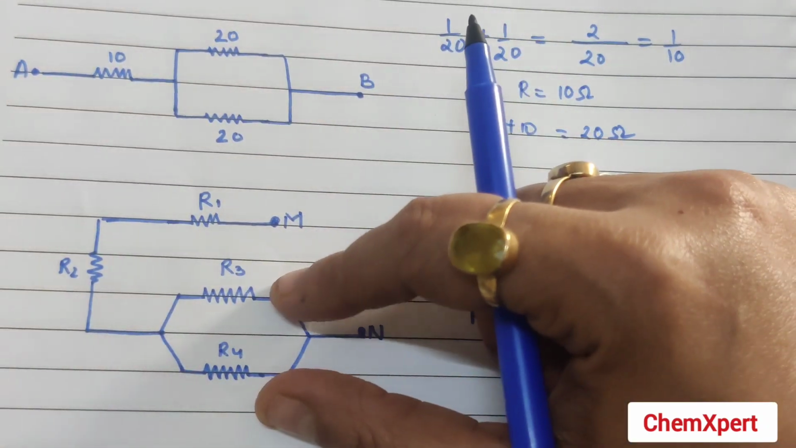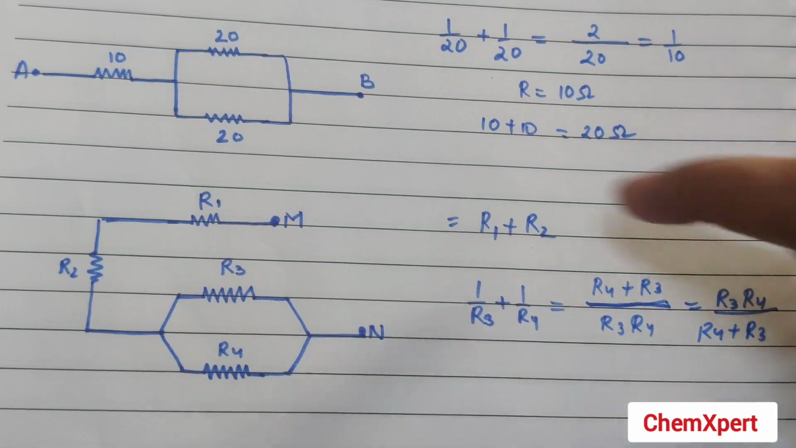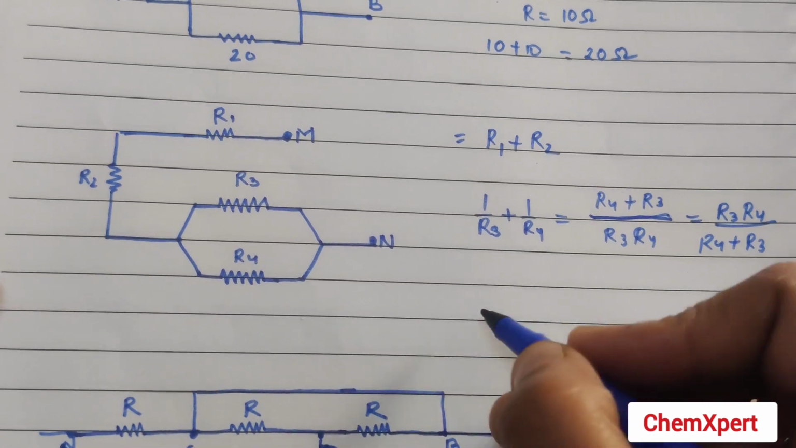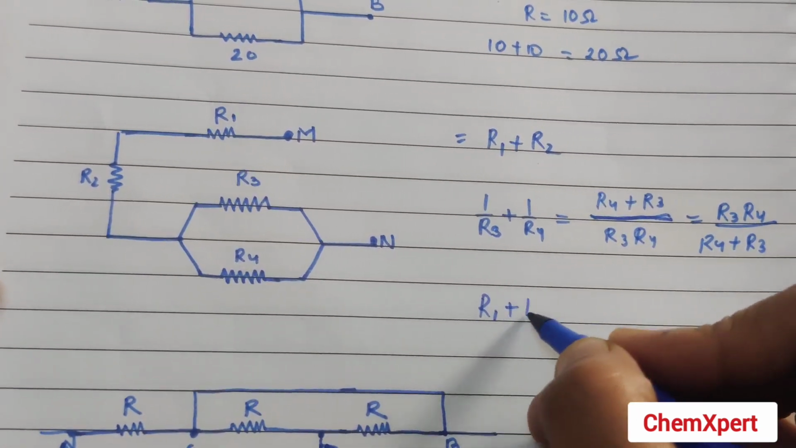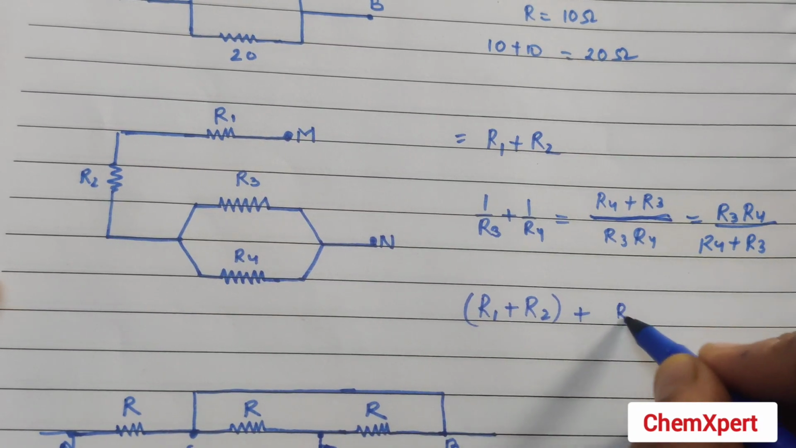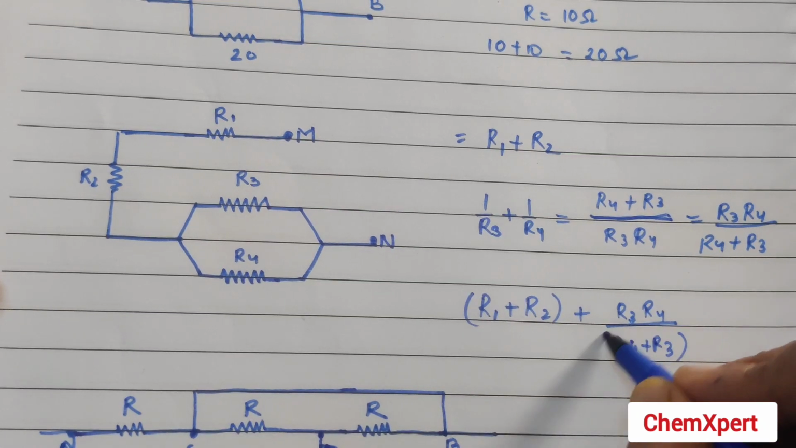Now this section and this section are in series with each other. So we just add these two factors here. So now it will become R1 plus R2 plus R3 R4 divided by R4 plus R3 here.